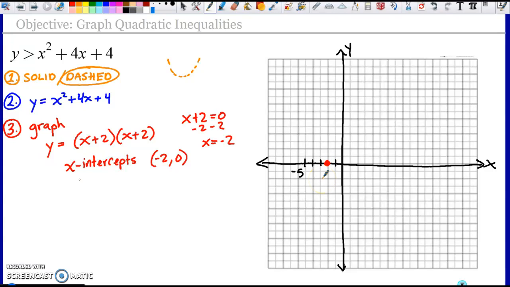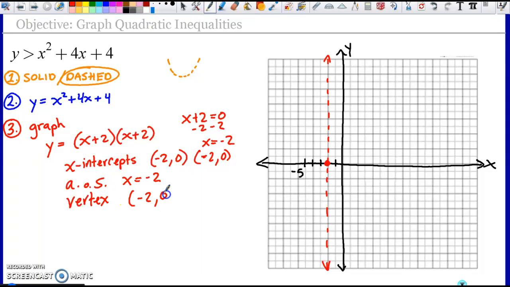To find the axis of symmetry, which I'm going to call AOS, it's basically the middle between the two x-intercepts. But again, we're using the same x-intercept twice. So the axis of symmetry will actually go right through that x-intercept. And so my axis of symmetry is going to be x equals negative 2. Where's my vertex? This should all be pretty simple for you. You've done this for about 3 chapters now. Negative 2, 0. If that's the only x-intercept, it has to touch right there.